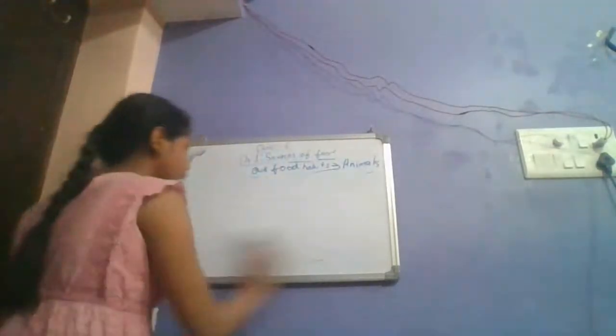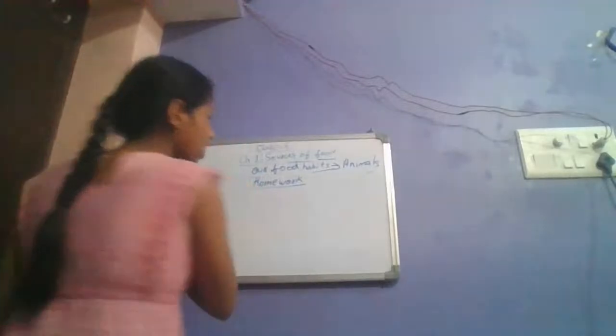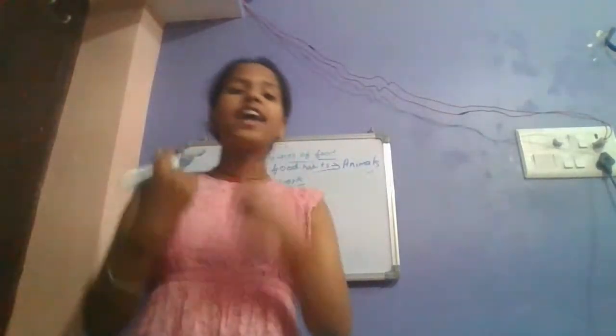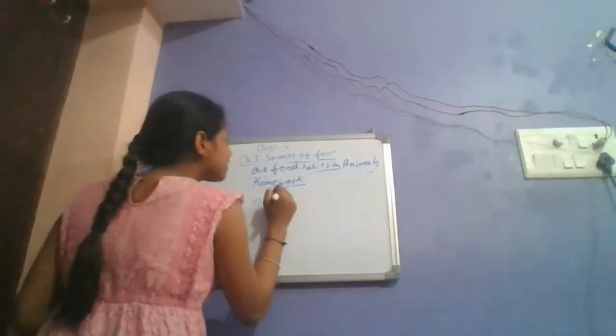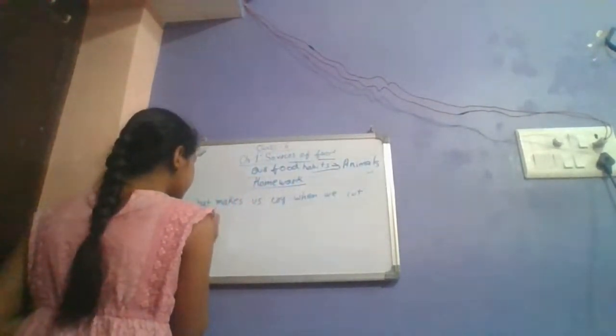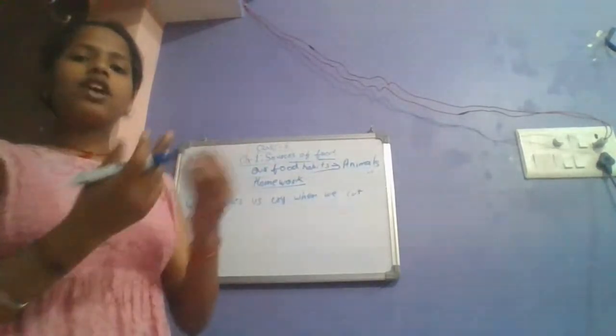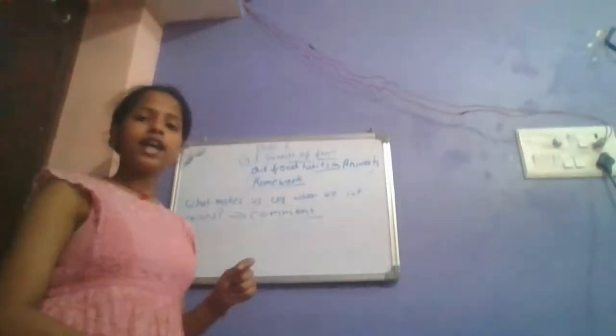Now I have one homework for you. The homework is that you will go to Google and search what makes us cry when we cut onions. Yes, a very important question. You can search either on YouTube or on Google. So this is the homework question, and I want its answer in the comments. I will of course tell the names of those who answer in the next class 6 video. Is that clear? So post your answer in the comments after searching.